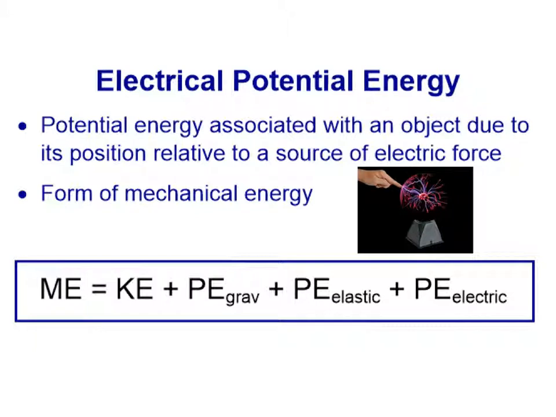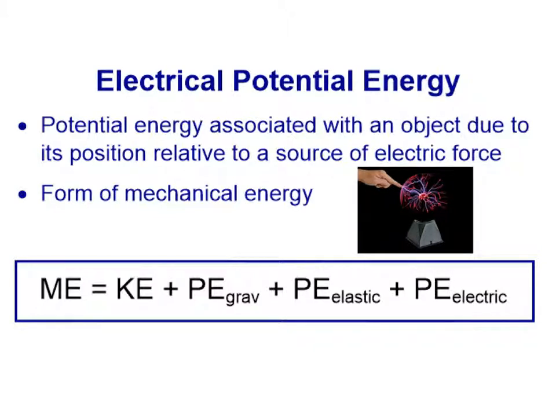It's kind of similar to gravitational potential energy, but the difference being that gravitational potential energy results from the interaction of two objects' masses, not their charges. So with electrical potential energy, it has to do with their charges. It's also a form of mechanical energy.